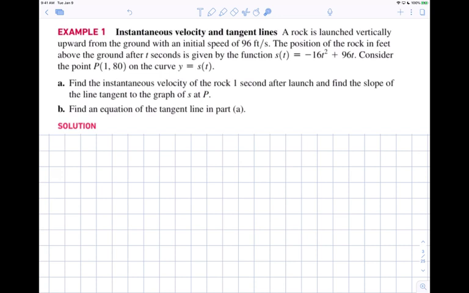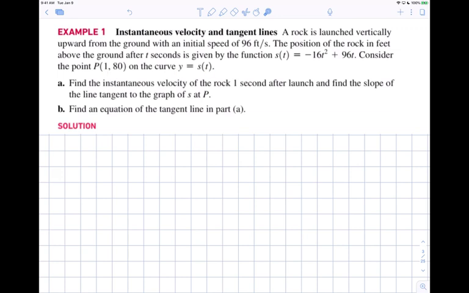A rock is launched vertically upward from the ground with an initial speed of 96 feet per second. The position of the rock in feet above ground after t seconds is given by this function. So this is our position function. Consider the point (1, 80), where 1 is what, after seconds? So at 1 second, we should be at 80 feet on this curve.